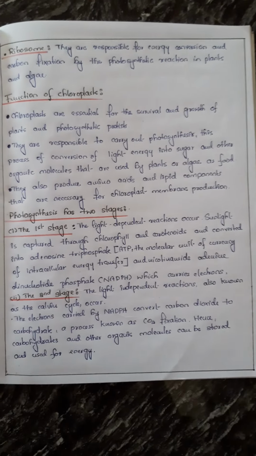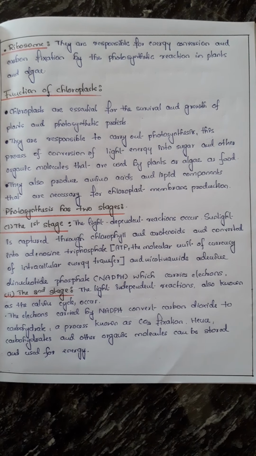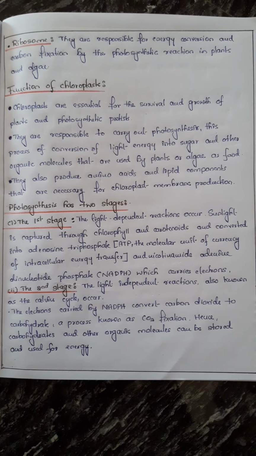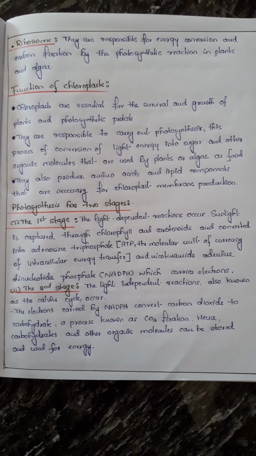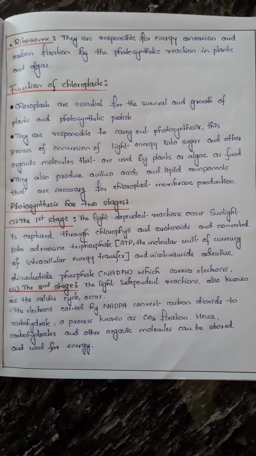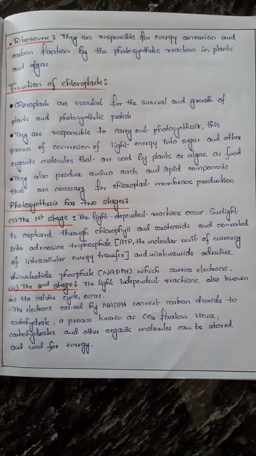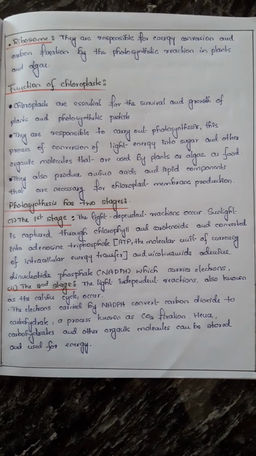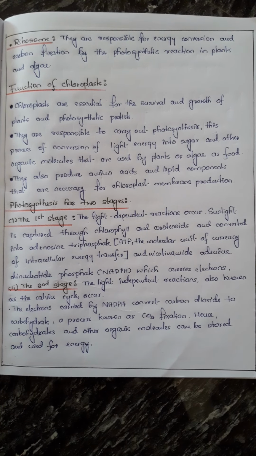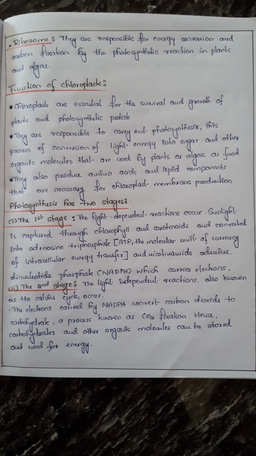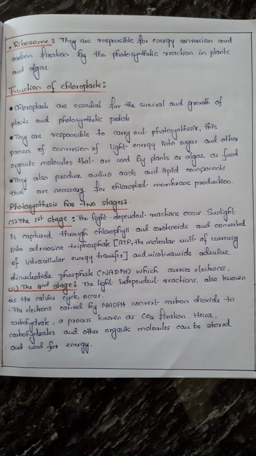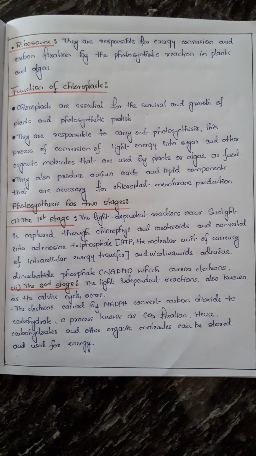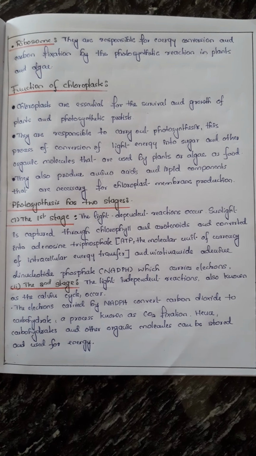Next is ribosomes. Ribosomes are responsible for the energy conversion and carbon fixation by the photosynthetic reaction in plants and algae. Then move on to function of chloroplast. Chloroplasts are essential for the survival and growth of plants and photosynthetic protists. They are responsible to carry out photosynthesis, this process of conversion of light energy into sugar and other organic molecules that are used by plants and algae as a food. They also produce amino acids and lipid components that are necessary for chloroplast membrane production.